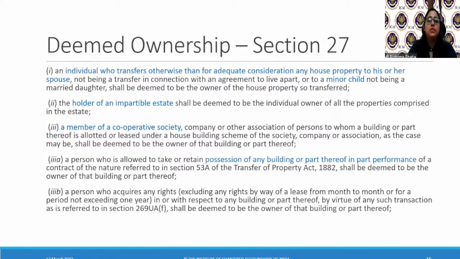But what are the situations where a person other than the owner on paper would be considered the actual owner is what we'll be studying now. Deemed ownership का मतलब clear हुआ? When you are not the owner, but because of deeming provisions, you are the owner now. So, an individual who transfers otherwise than for adequate consideration, otherwise than for adequate consideration means I have not taken the full payment to transfer that property, any house property, to his or her spouse, not being a transfer in connection with an agreement to live apart, or to a minor child, not being a married daughter, shall be deemed to be the owner of the house property so transferred.